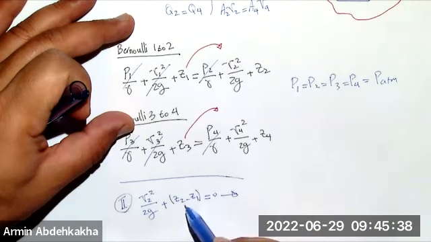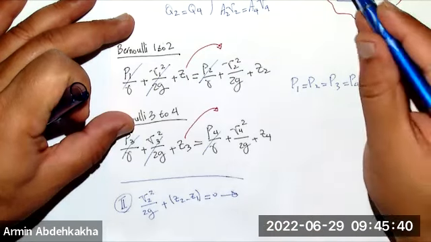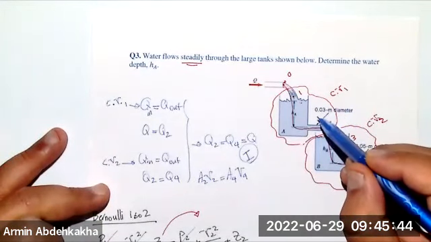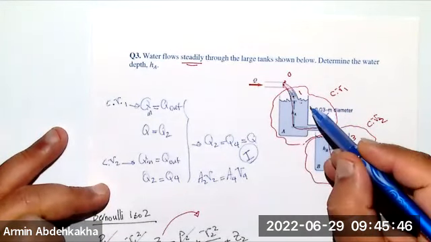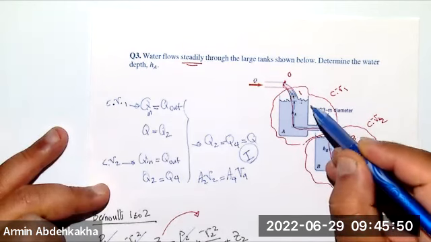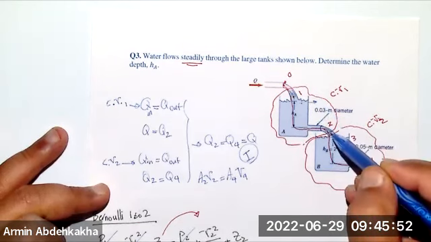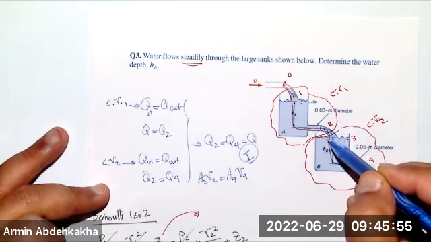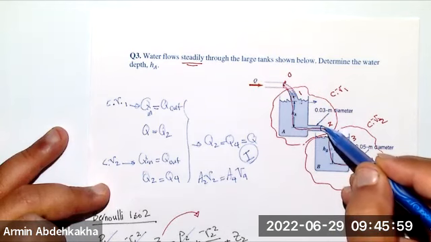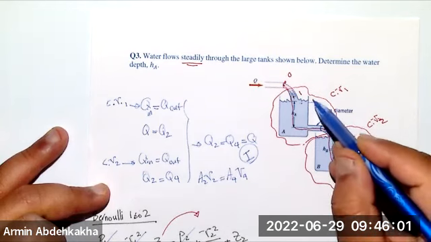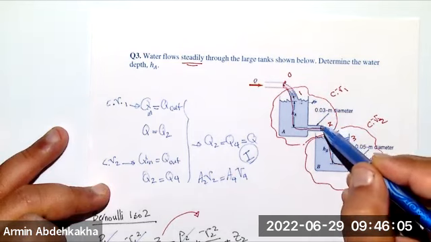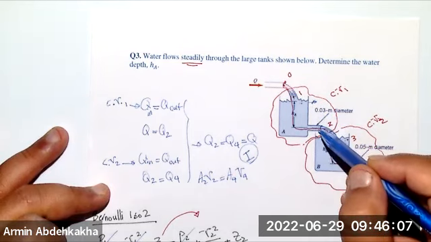And I can replace Z2 minus Z1 as HA. Doesn't matter where you are going to put this reference number. I will put the reference number here, so then Z2 is negative, right? So Z2 minus Z1, okay, so I will put it here. That's the difference. The difference of these two is HA, right?